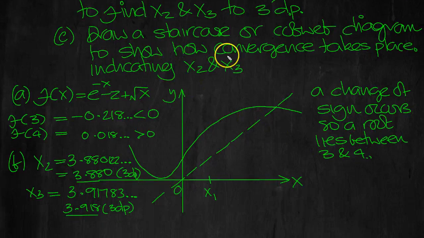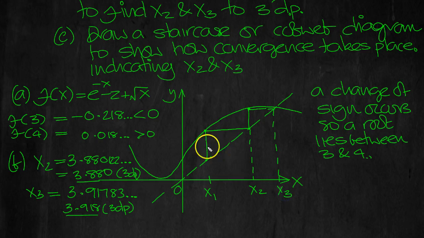Draw a staircase or cobweb diagram to show how convergence takes place indicating x2 and x3. So here's x1. We put it in the function up to here, and that would give us the value of x2, which is going to be here then on the curve. So that would be x2. When we reflect it in the line y equals x, that becomes the x2, and then we go up again, and that's the x3 height there, the value, and we go through the axes, and we can just see that that's the x3 generated here through y equals x again. We get this staircase effect. So that's illustrated there.